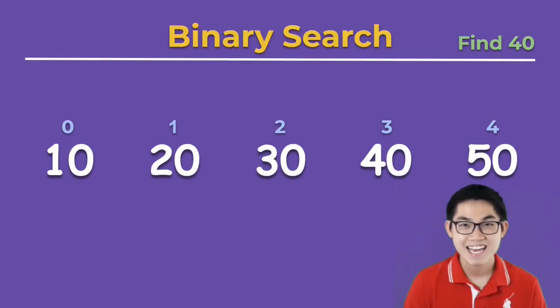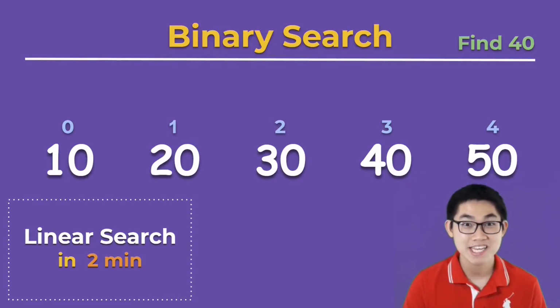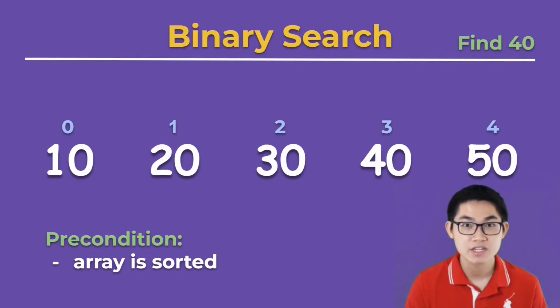Hi guys! In this video, I'm going to show you how to use binary search to find if a number exists in an array or not. In the previous video, we already discussed linear search, so if you want to check it out, I will include the link down in the description below. Now, the precondition to binary search is that the array must already be sorted from least to greatest.